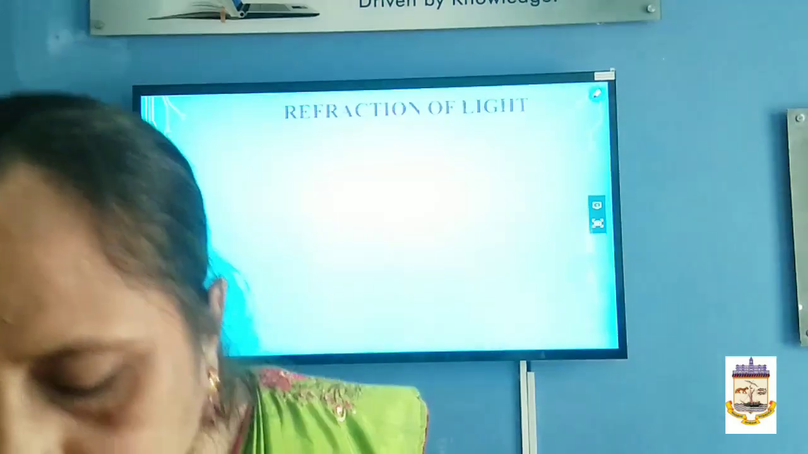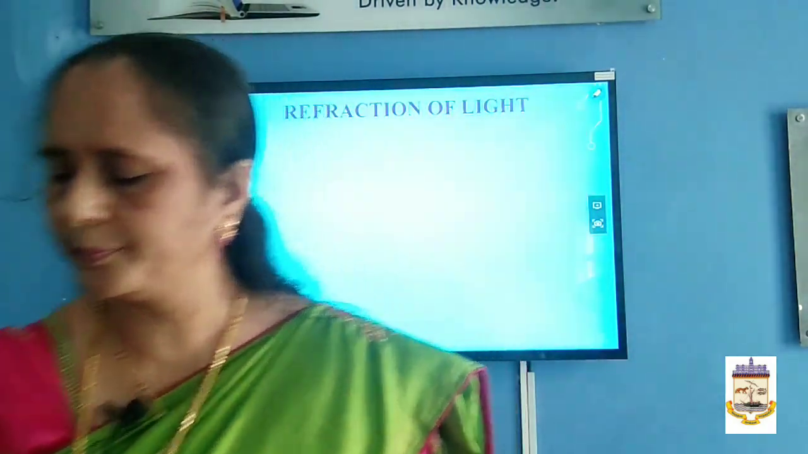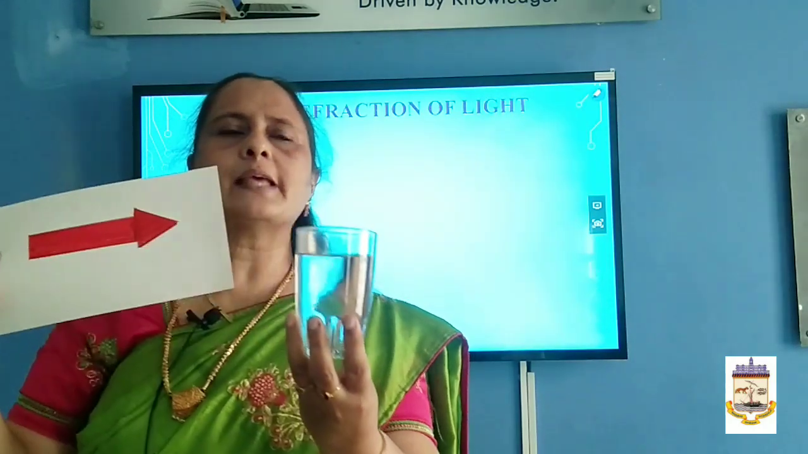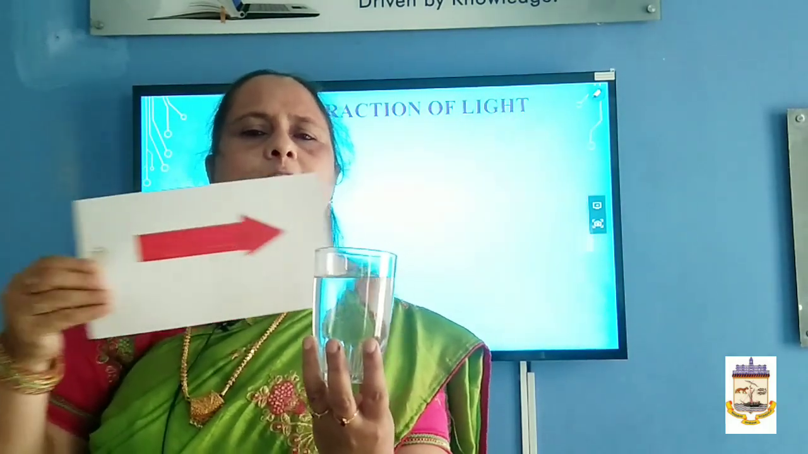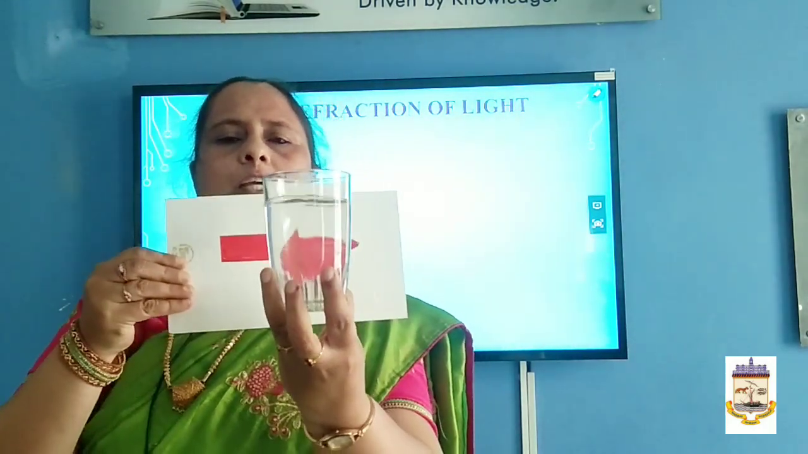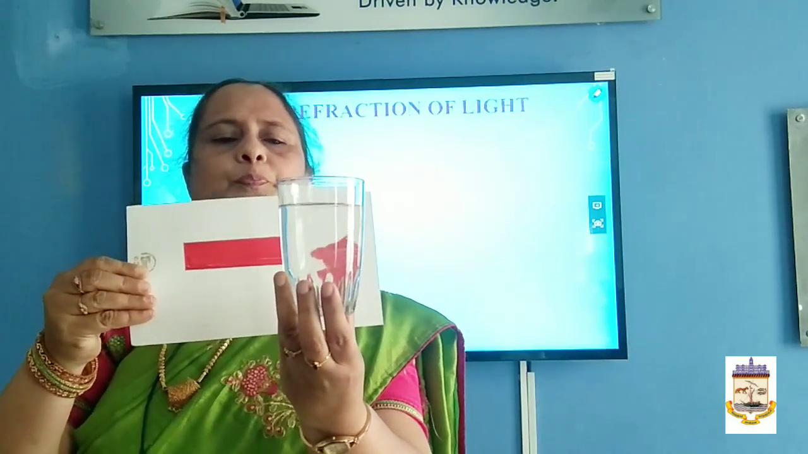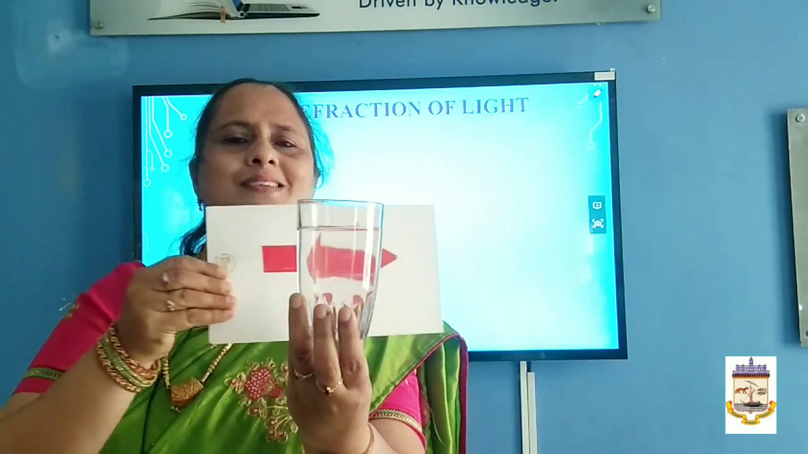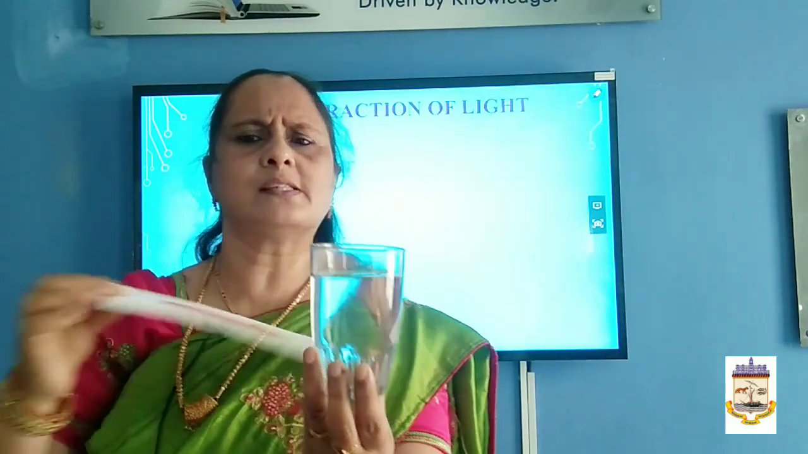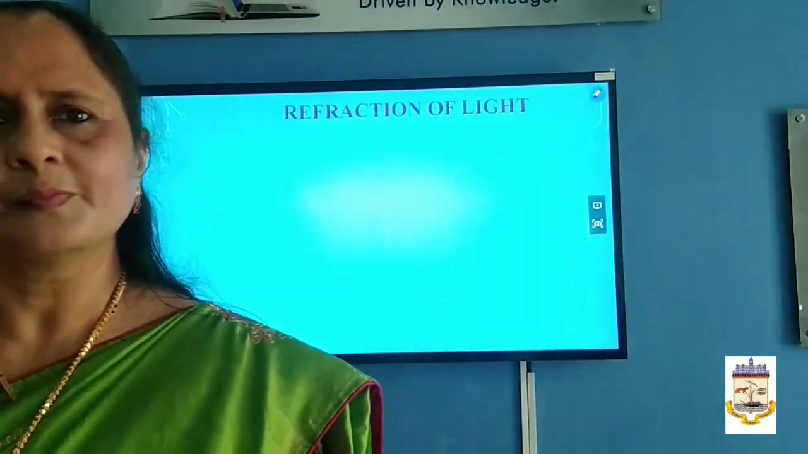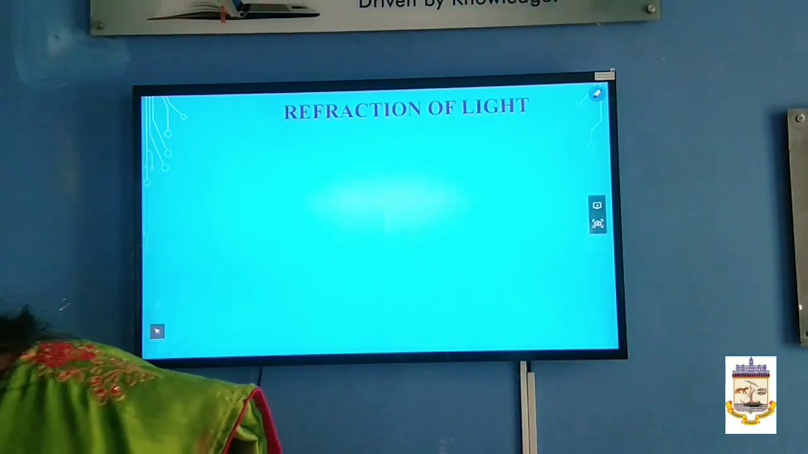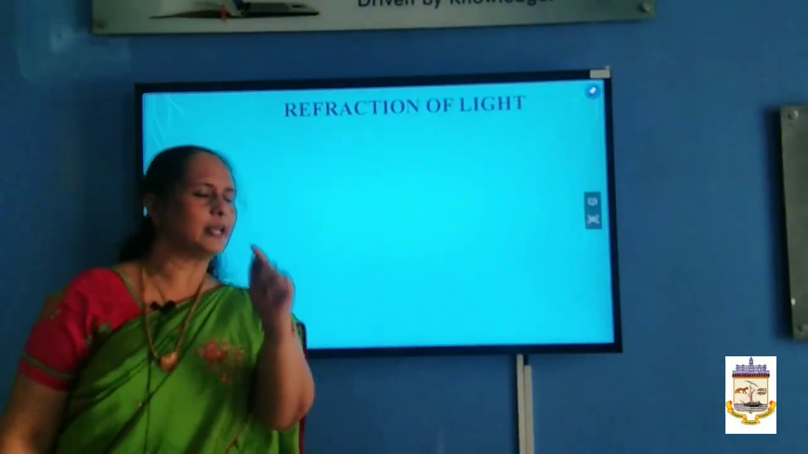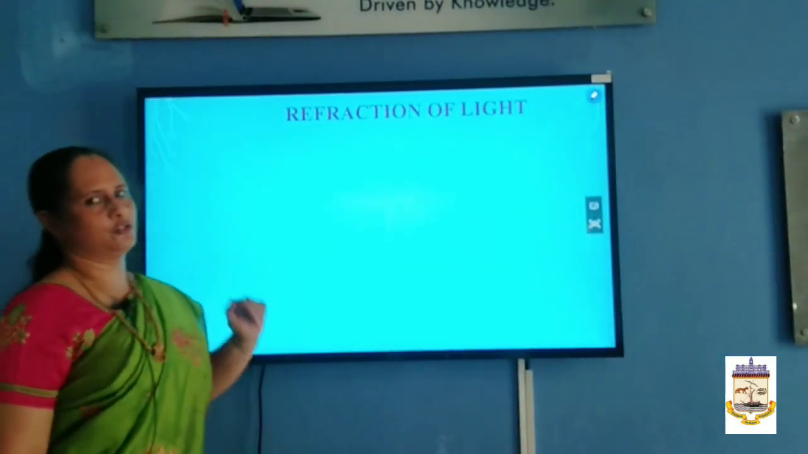Next, see the water and this arrow mark. This arrow mark is pointing towards this direction, but when we see it through the water, can you see it is moving in the opposite direction? Yeah. Can you tell me what is the reason for these two? Yes, that is because of the bending of rays. This bending is due to the refraction of light.